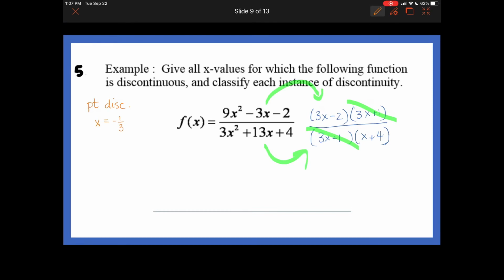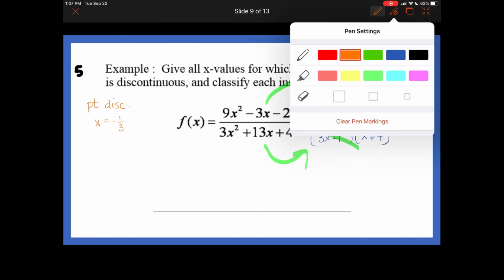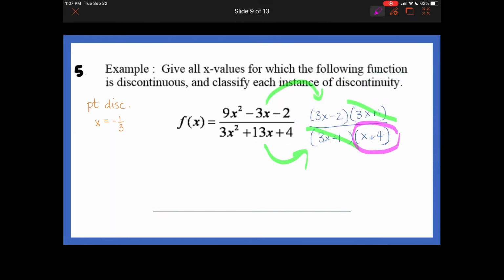But wait, there's more. If I look at this remaining piece, when x is negative 4, I'd be left with some number in the numerator and 0 in the denominator. What do we know about that? Yep, that's infinite discontinuity. And so I know that we would have infinite discontinuity when my x is negative 4. And again, we could say point discontinuity, which is removable, infinite, which is non-removable.